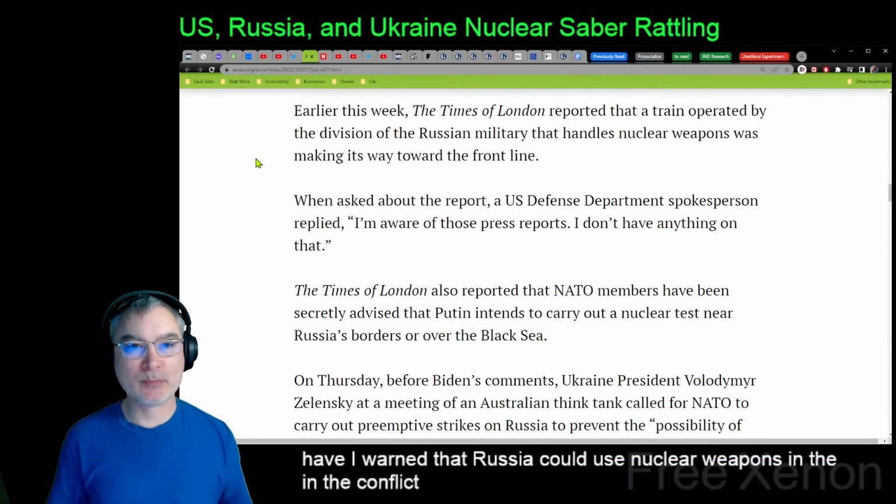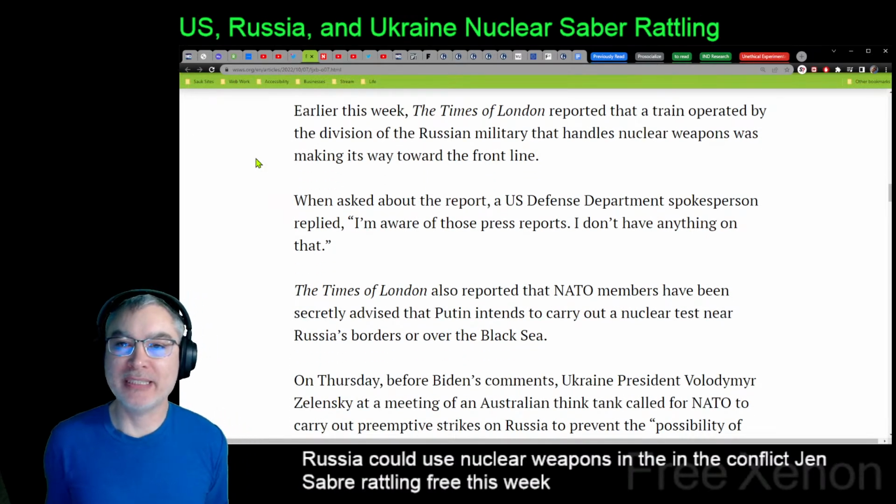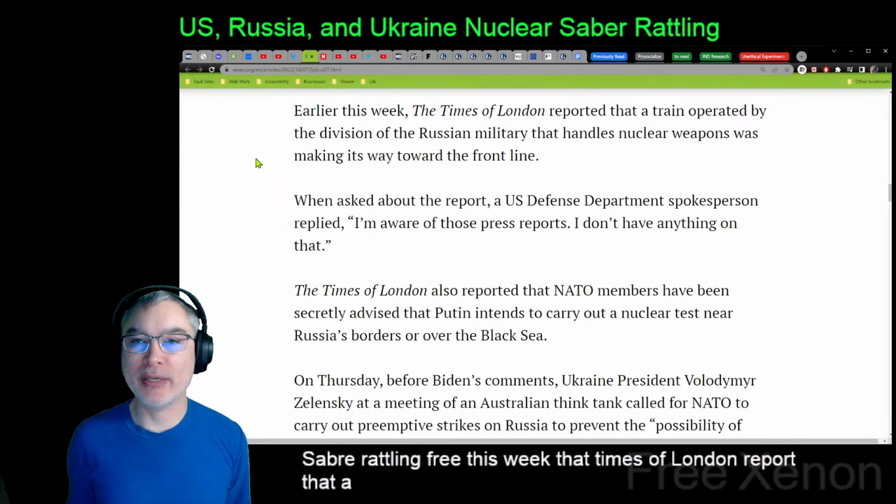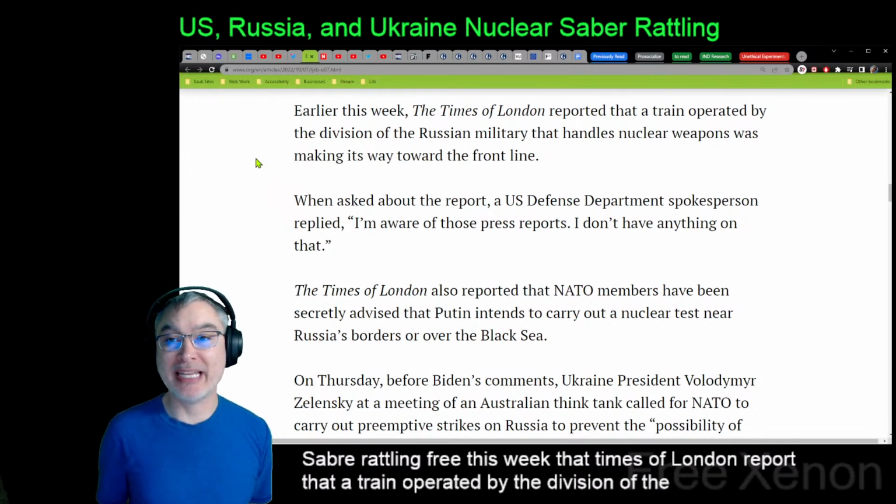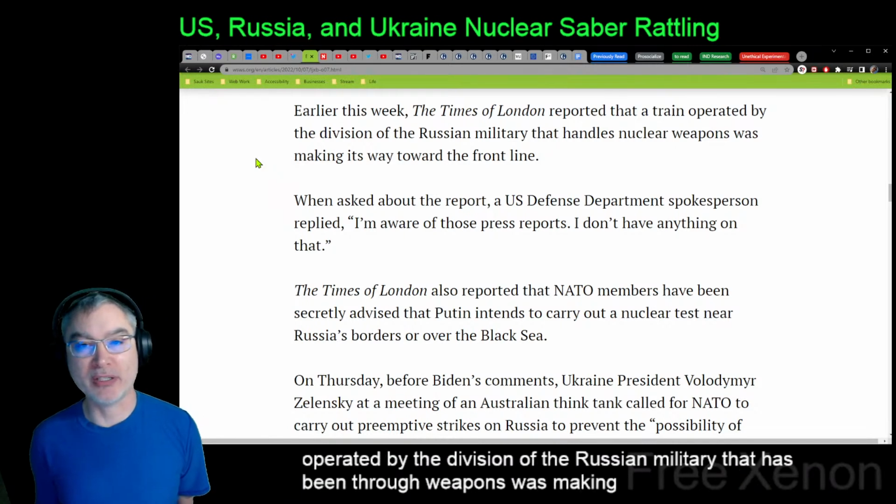Again, saber rattling. Earlier this week, the Times of London reported that a train operated by the division of the Russian military that handles nuclear weapons was making its way toward the front line.